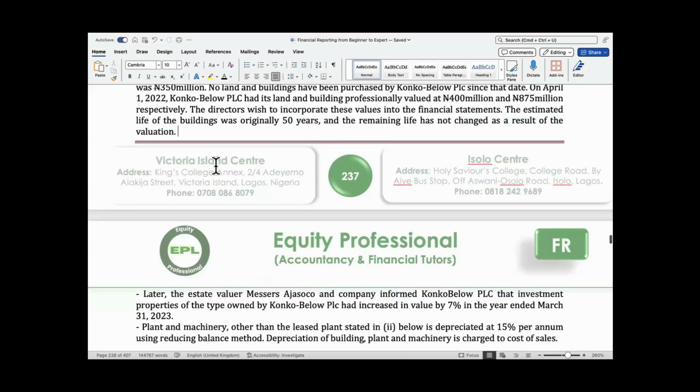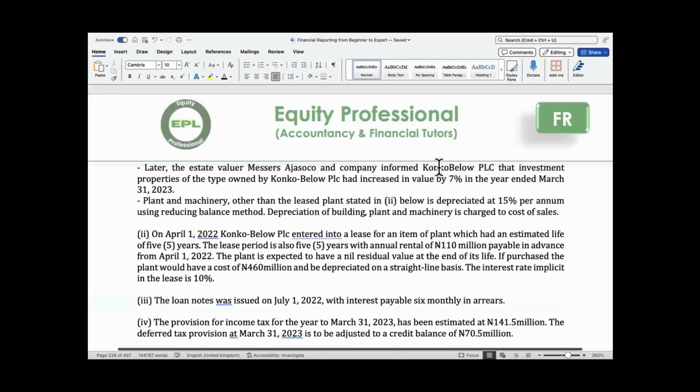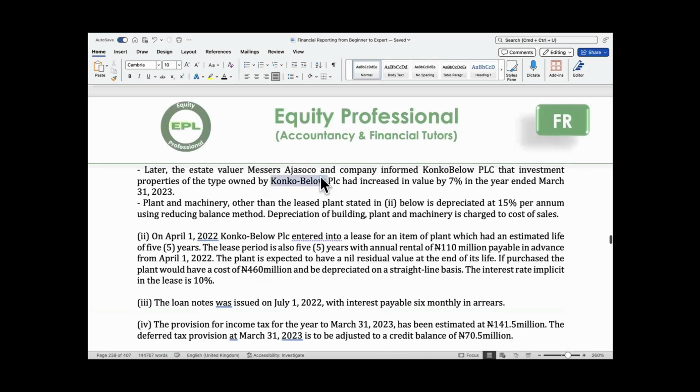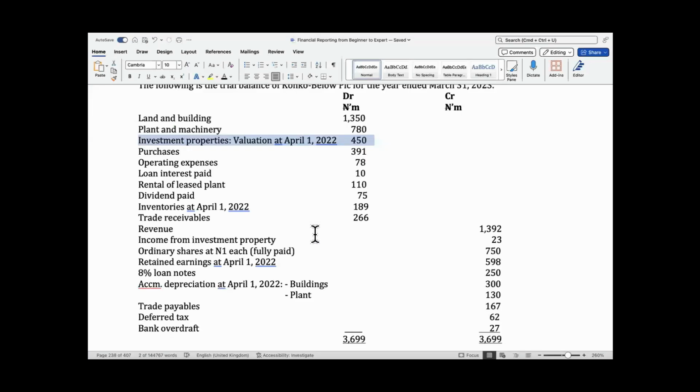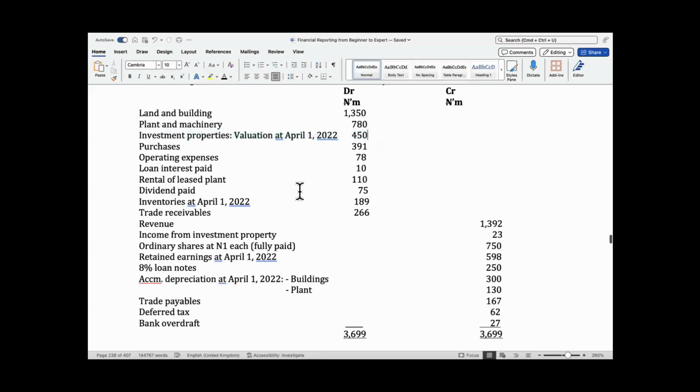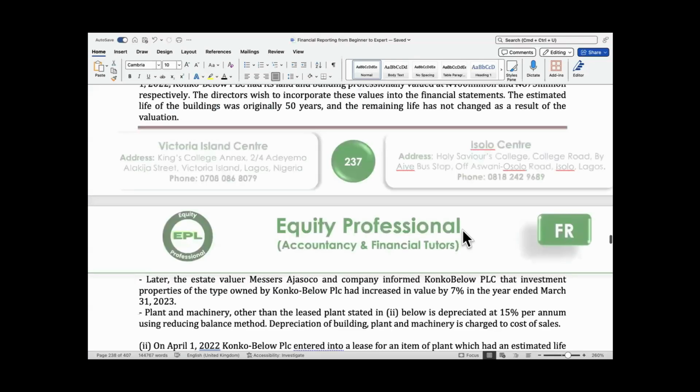They now said later, the estate valuer, Messrs. Jasco and Company, informed Nkumbilo that investment properties of the type owned by Nkumbilo PLC have increased in value by 7% at the end of the year. So they are speaking about this investment property here of 450, that the value has gone up by 7%. So all I just need to do is to increase this value by 7%, since that's what they are implying here, that similar assets have gone up by 7%.